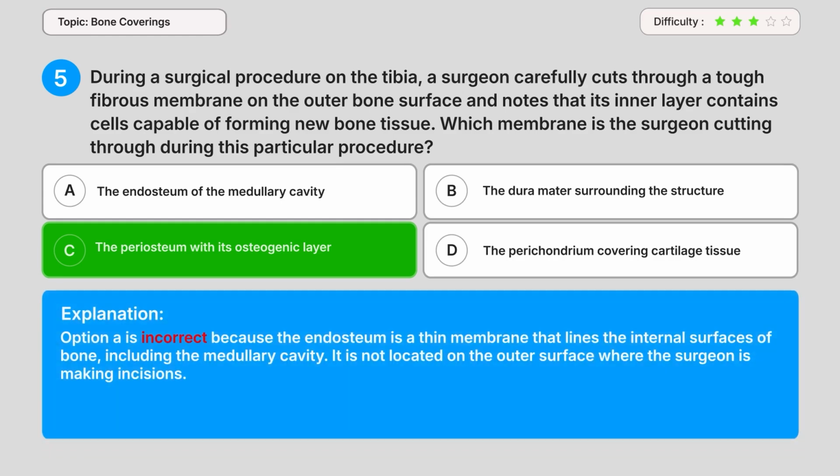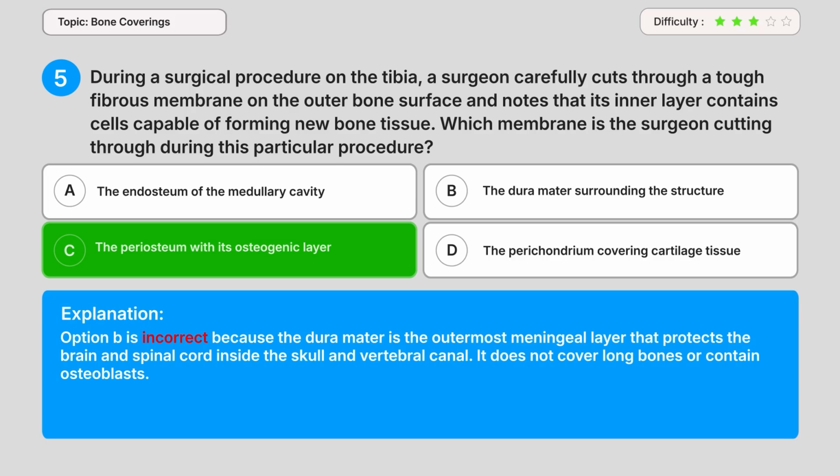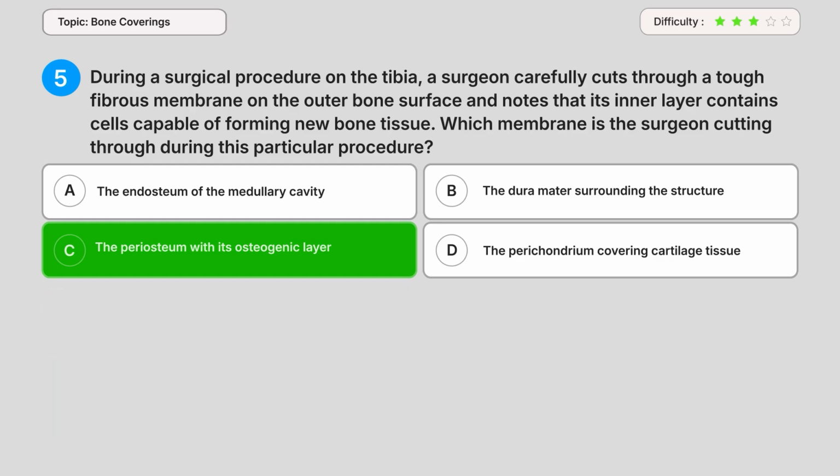Option A is incorrect because the endosteum is a thin membrane that lines the internal surfaces of bone, including the medullary cavity. It is not located on the outer surface where the surgeon is making incisions. Option B is incorrect because the dura mater is the outermost meningeal layer that protects the brain and spinal cord inside the skull and vertebral canal. It does not cover long bones or contain osteoblasts.